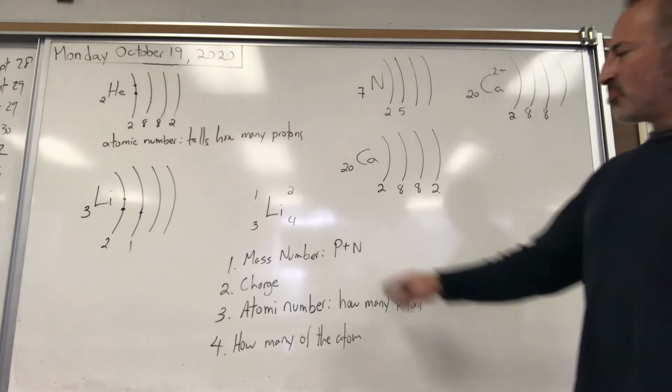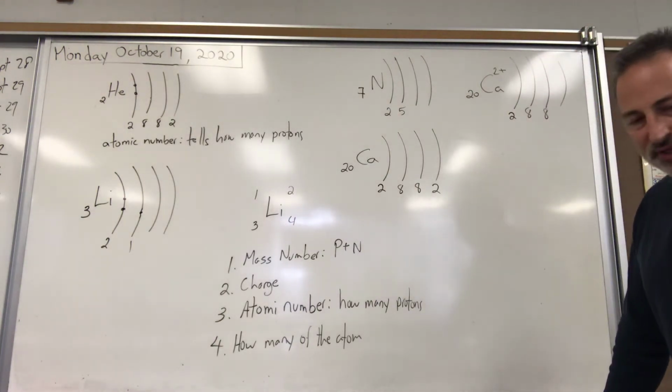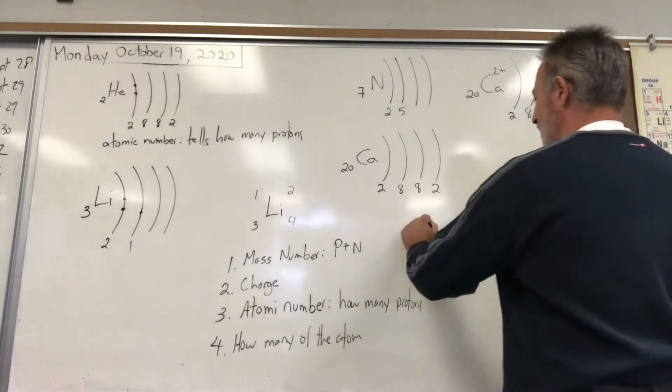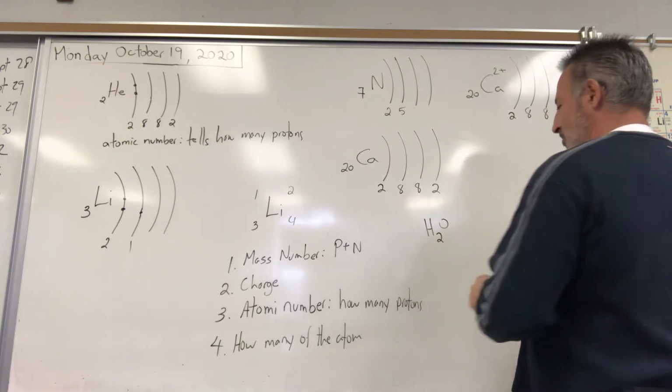And then finally, the fourth position tells you how many of the atom are present. So for example, if you have H2O, the 2 applies to the hydrogen. It's telling you that you have 2 hydrogens and 1 oxygen, and you don't bother writing the 1.